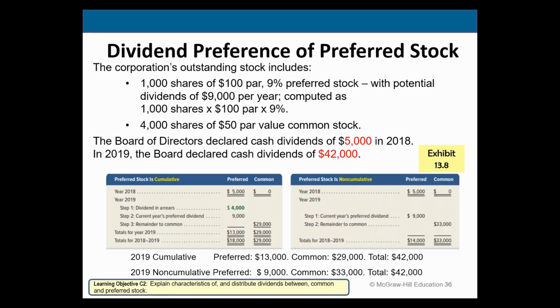Now, for year 2019, under the non-cumulative method, preferred would receive 0 for 2018 since there was no dividend in arrears. They will receive the normal $9,000 dividend for 2019.